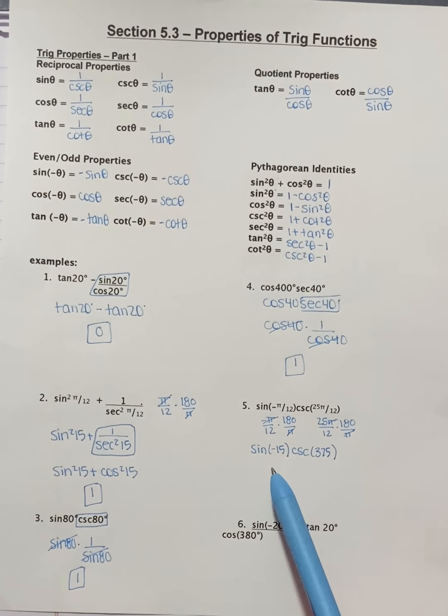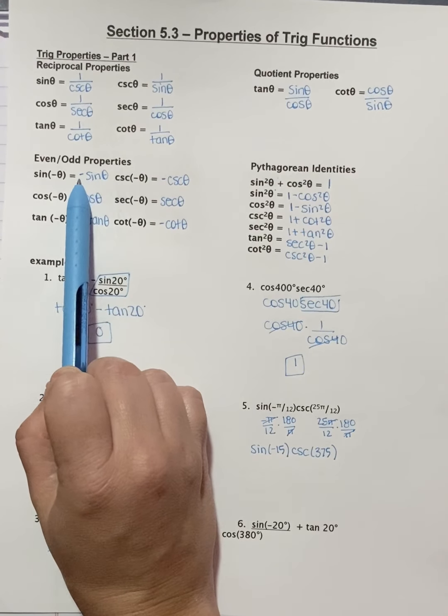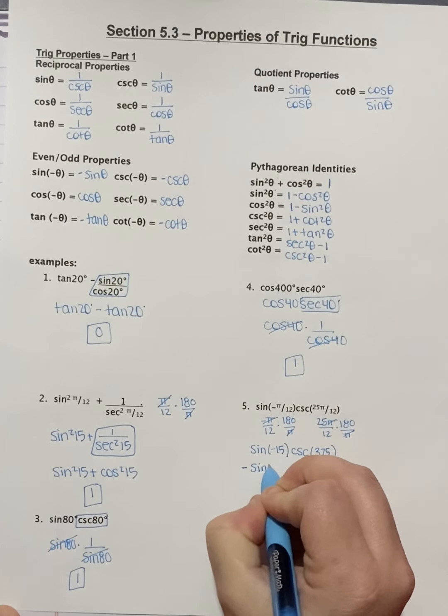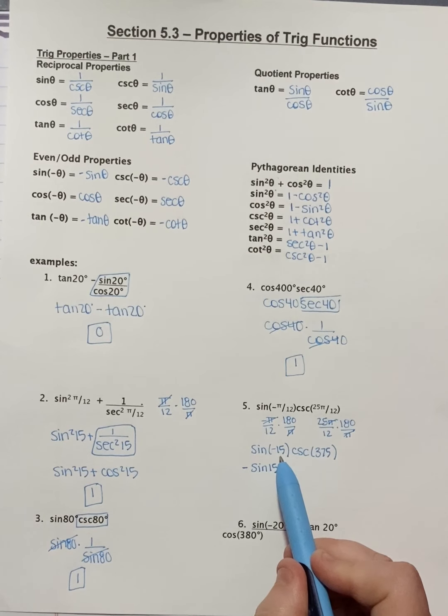All right, first thing that I notice is this right here is sine of negative 15. I've got 2 different ways to solve this problem. First way I can solve this is with my even and odd properties. So if I go back up here, sine of negative theta, the negative sign just scoots out in front. So this is the same thing as negative sine of 15 degrees. Another thing you could do, if you don't like negative angles, is take negative 15 and add 360. When you add 360, you get 345 degrees.